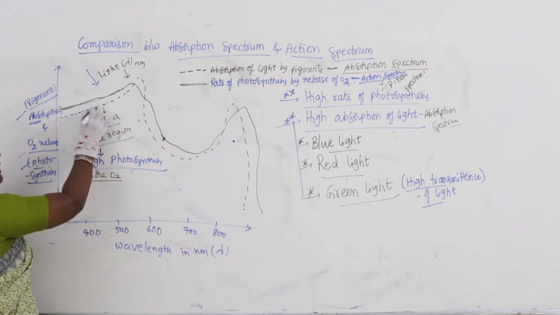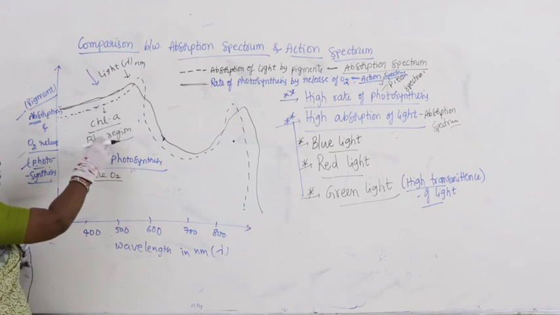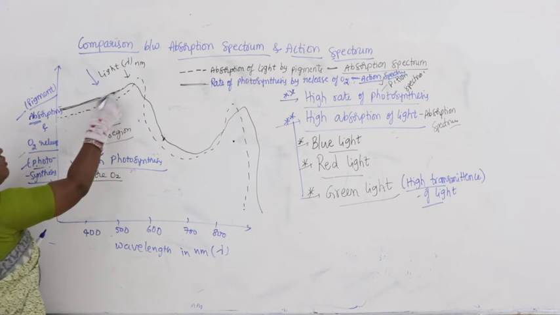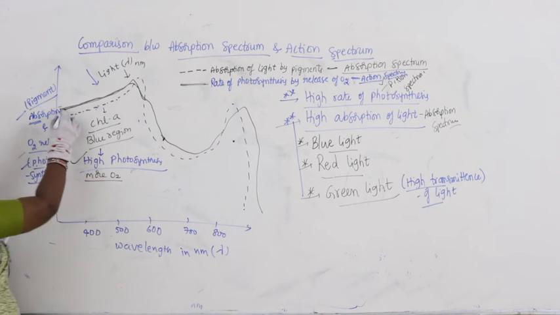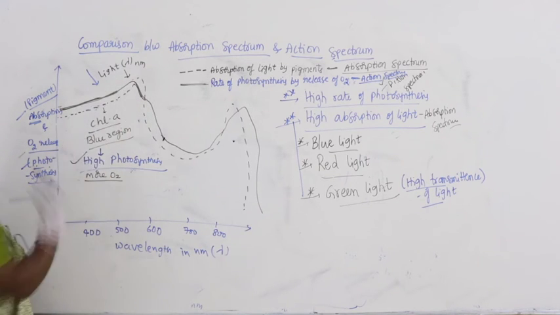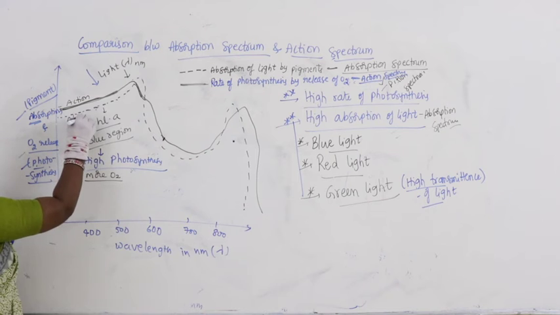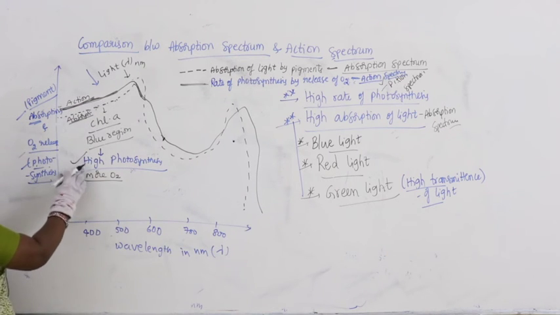When the dotted line absorbed is more, that is by chlorophyll A. In the blue region automatically there is high photosynthesis, then more oxygen is released. This is oxygen release. More oxygen is released. So this is action spectrum and this is absorption spectrum. More light is absorbed, more oxygen is released because of high rate of photosynthesis.